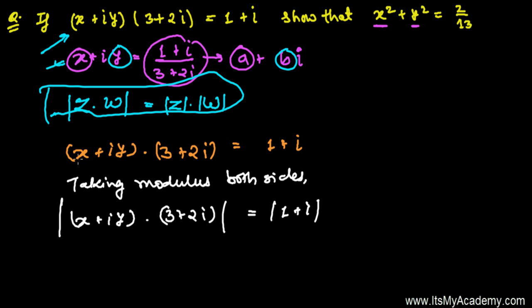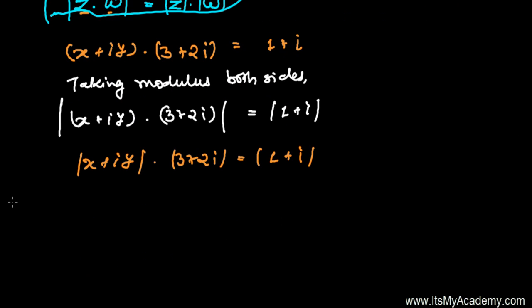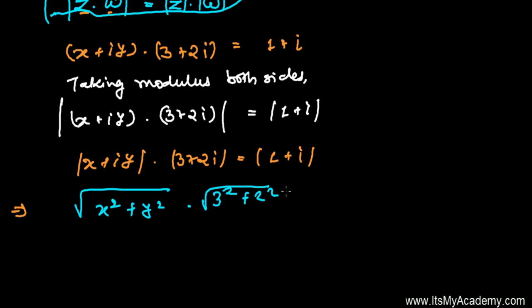Now we can separately write, as I told you, the modulus of a product of two complex numbers is equal to the product of the absolute values of those two complex numbers. So it's modulus of x plus iy times modulus of 3 plus 2i equals modulus of 1 plus i. Let's write the modulus value of each. We know very well the modulus is inside the root, the real part square plus imaginary part square. Similarly here 3 square plus 2 square, and similarly here 1 square plus 1 square. It's not iota, it's 1 square.